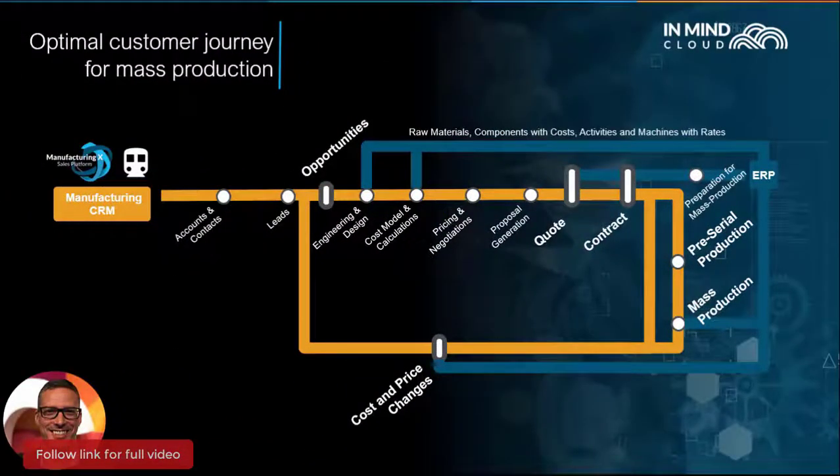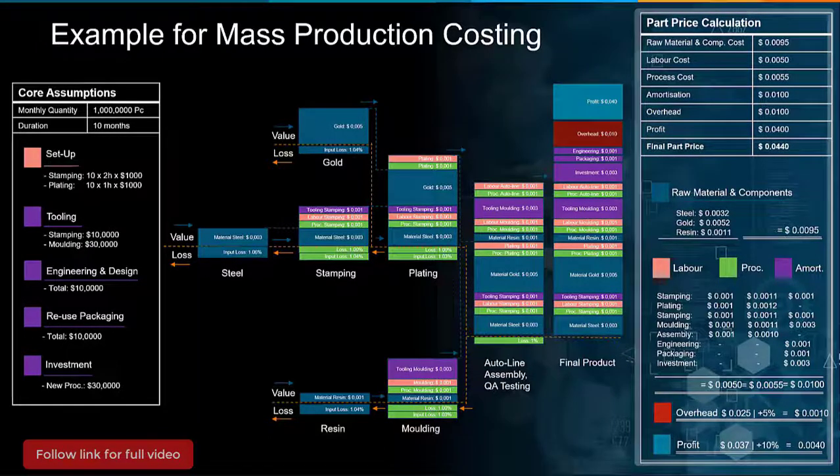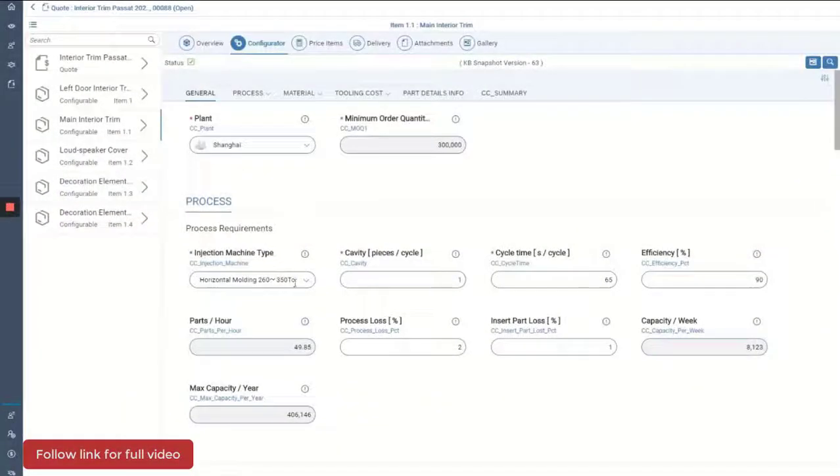Last, let's have a look on the customer journey for mass production. On the right of the schema, you see the final cost summary, and in the middle, the calculation flow. In the costing model, you can set essential input parameters such as the plant, the minimum order quantity, the machine to be used for the molding, the cavity, which is the number of items produced in one cycle, and the cycle times, as well as efficiency and loss.